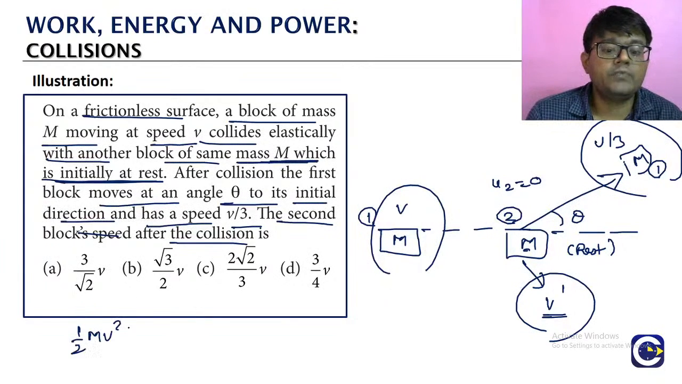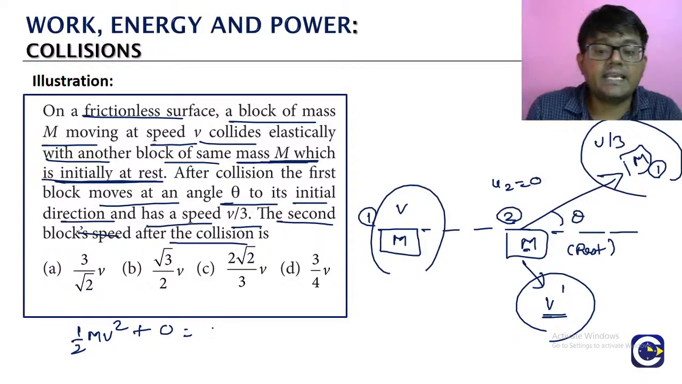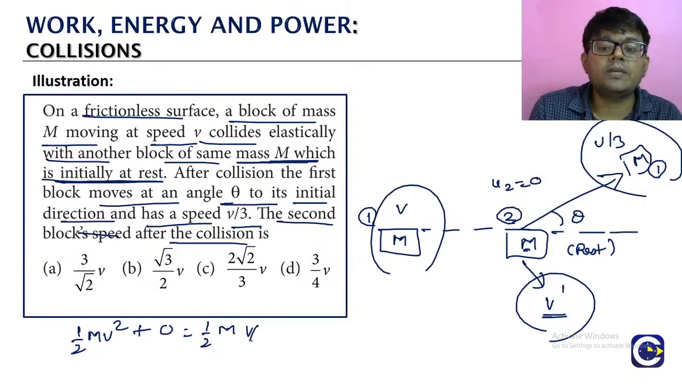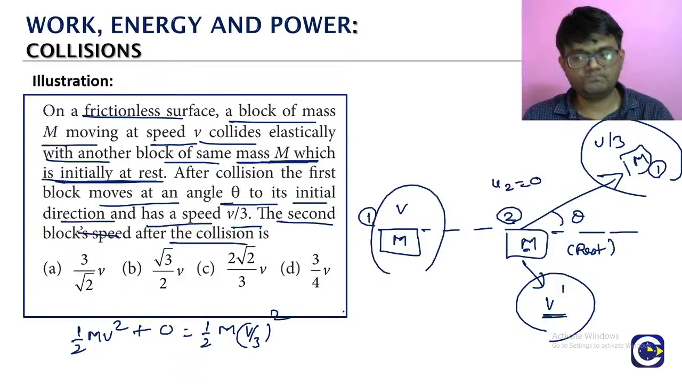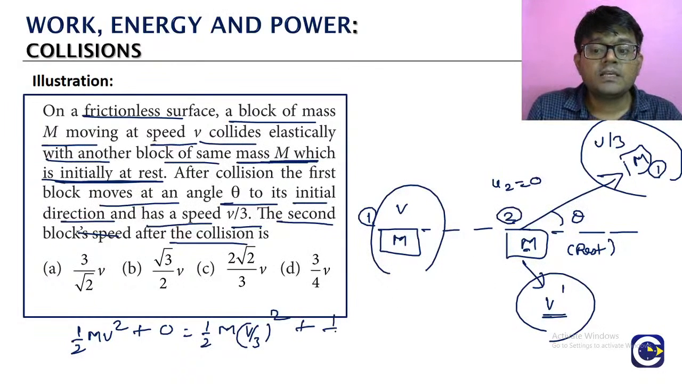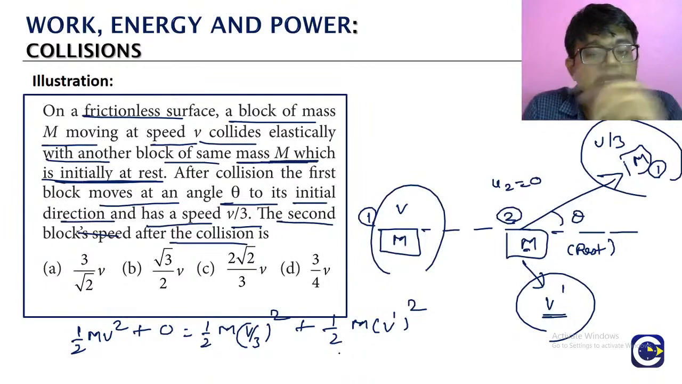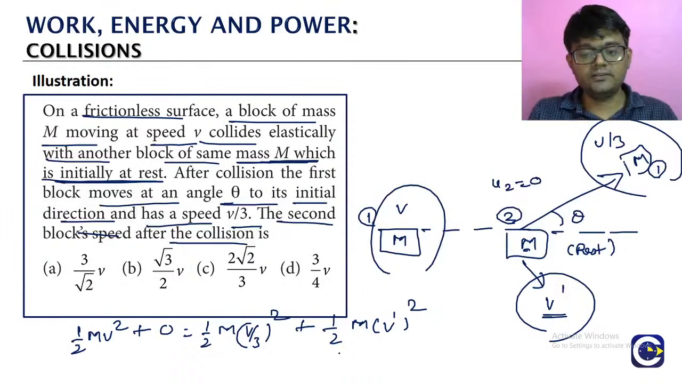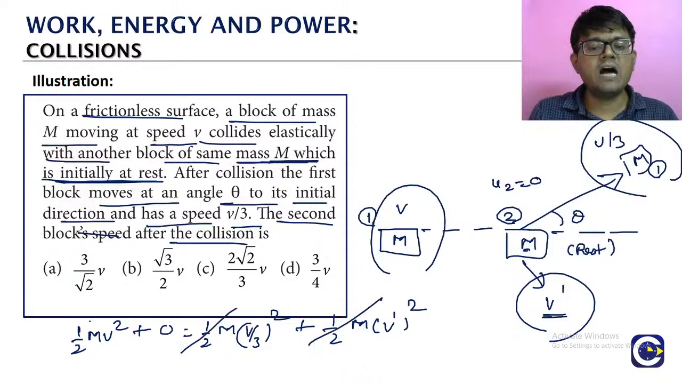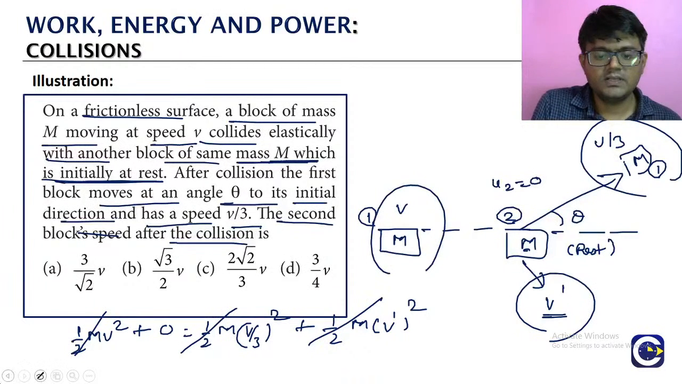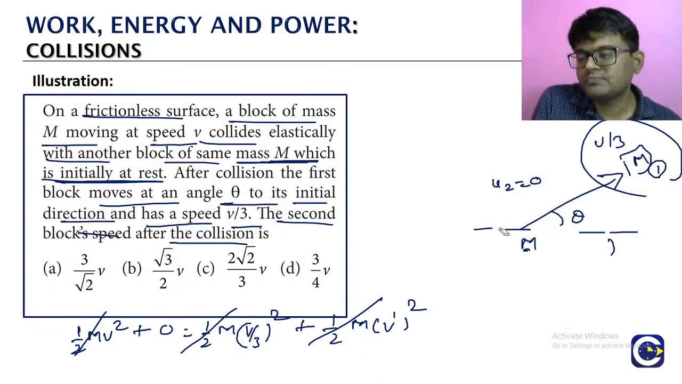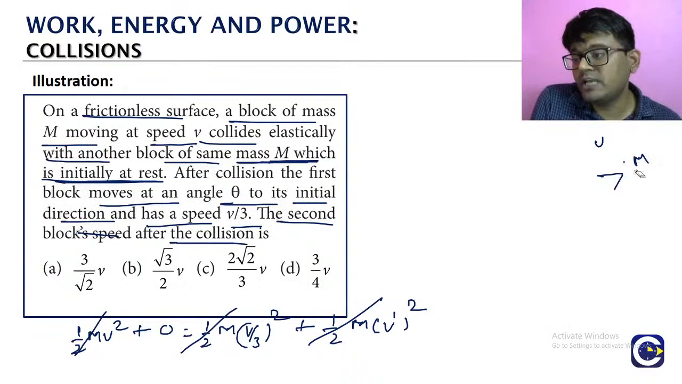Initial kinetic energy is half m v square for particle 1, and 0 for particle 2. Final kinetic energy for particle 1 is half m into (v by 3) square, because the speed is v by 3. For the second particle, moving with speed v dash, the kinetic energy is half m v dash square. On both sides, half m we can cancel off. That is it, we will be able to get the answer. Check it, guys, and tell me what the answer is if you are able to get it.